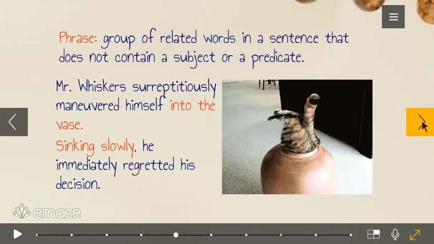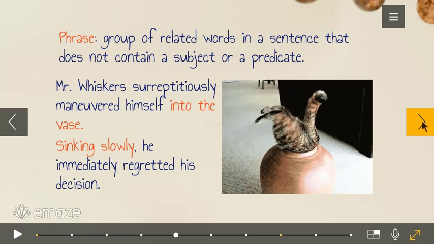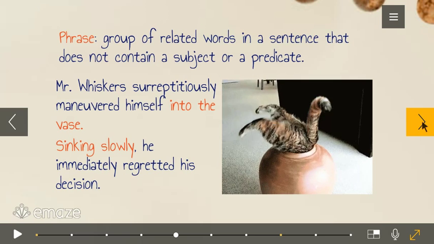A few other definitions. A phrase can make up part of a sentence, but it can't be a sentence by itself. A phrase is a group of related words in a sentence that does not contain a subject or a predicate. You've got to have a subject and a predicate to make a sentence. A phrase doesn't have either of those. Let's look at a couple of examples here.